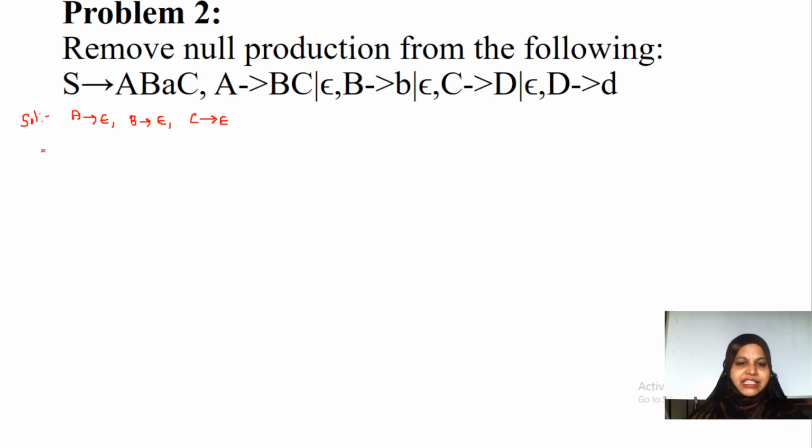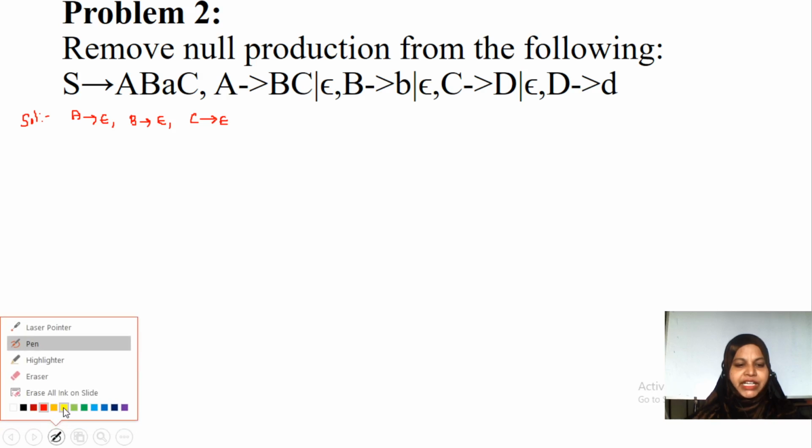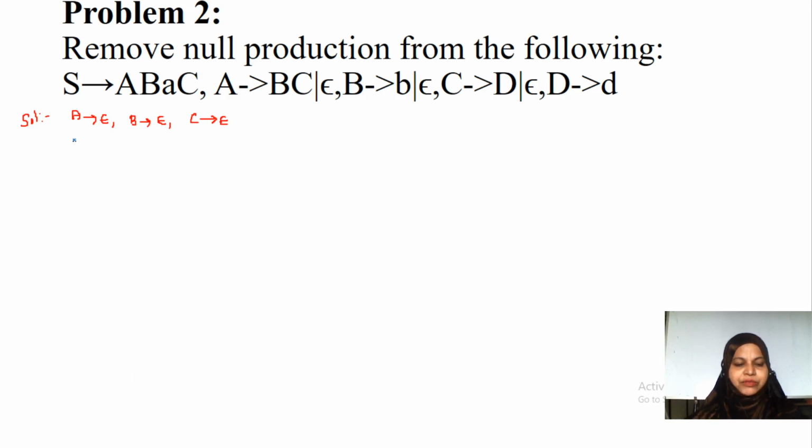So first I have to remove these null productions. Whenever we remove these, we have to take the combination. First I am going to take the A tends to epsilon production. This one, right? Remove.